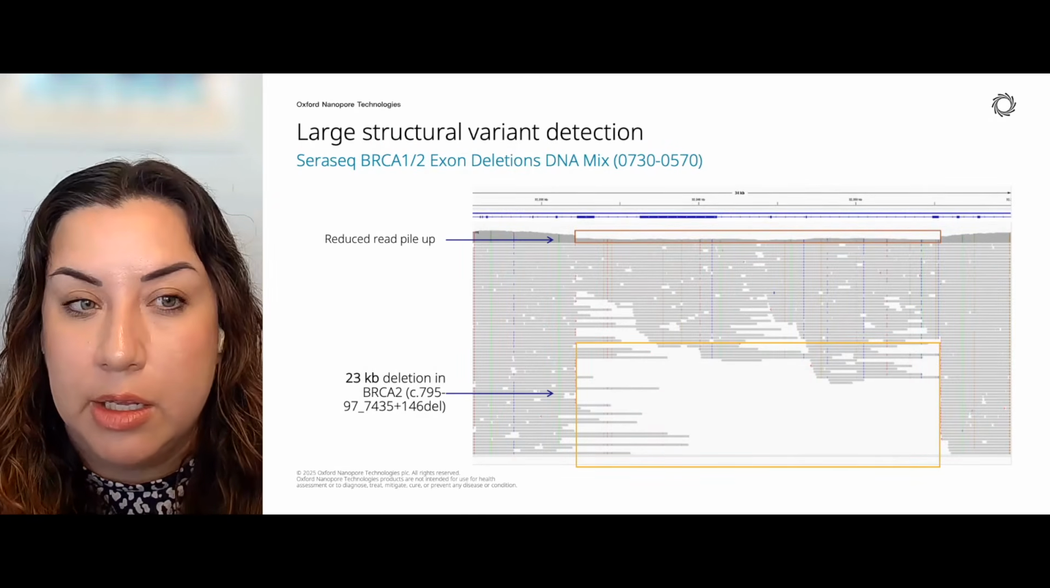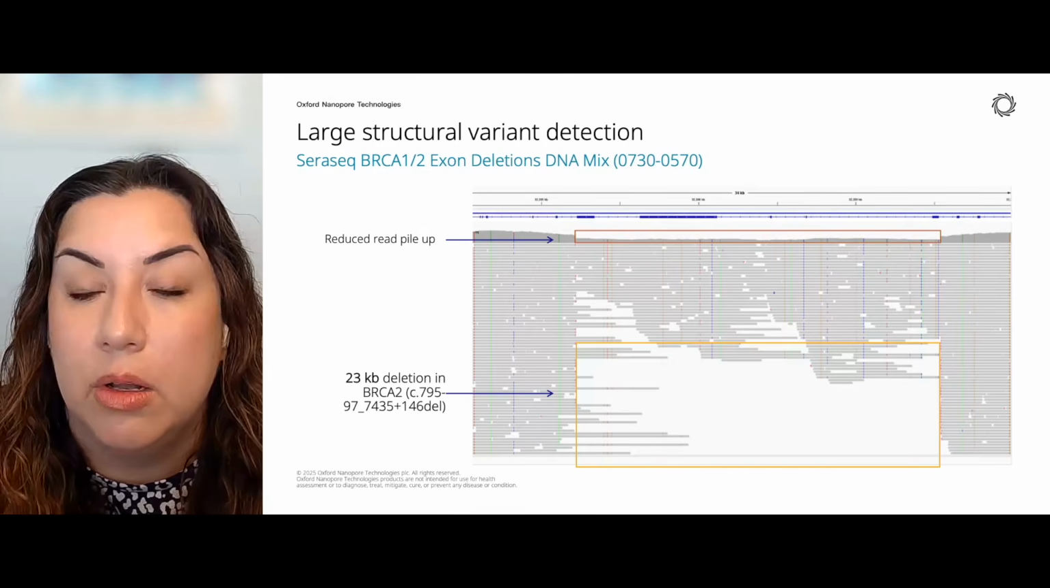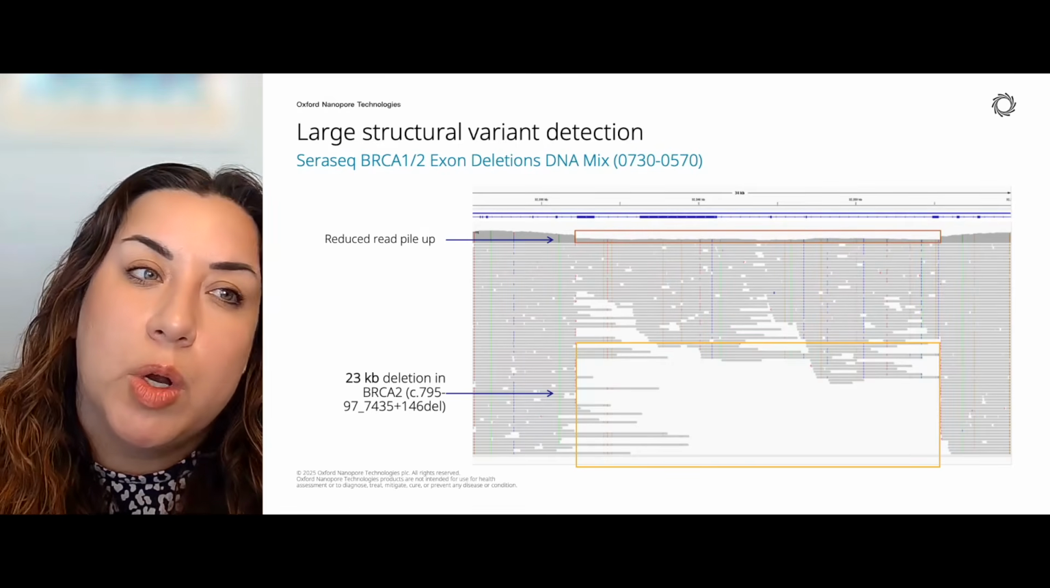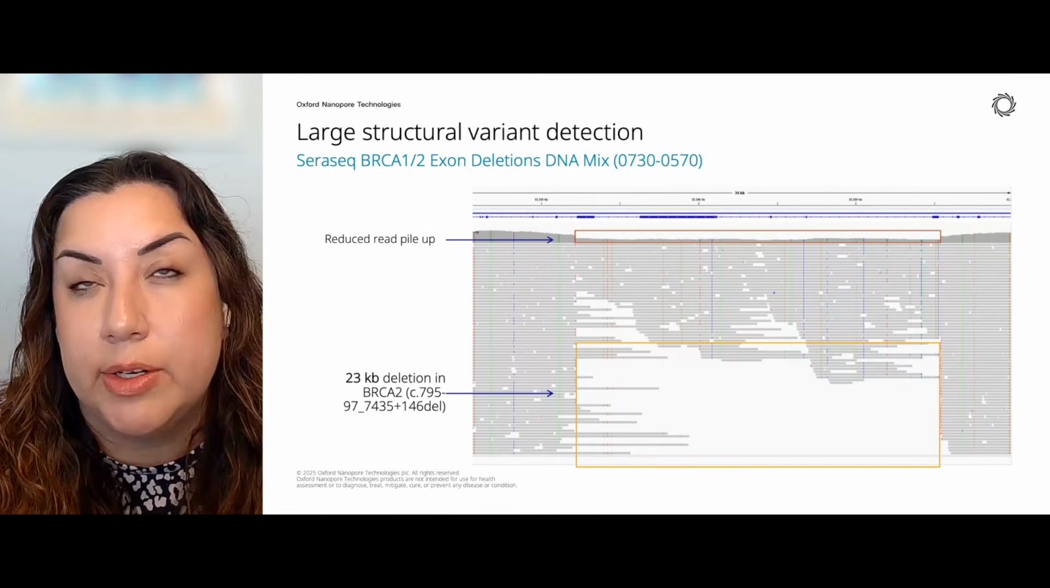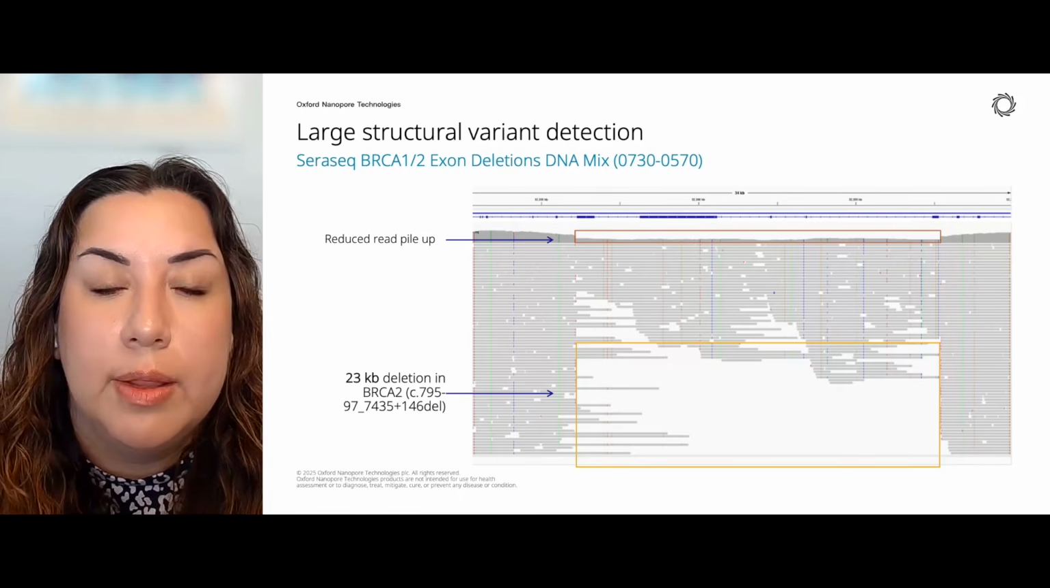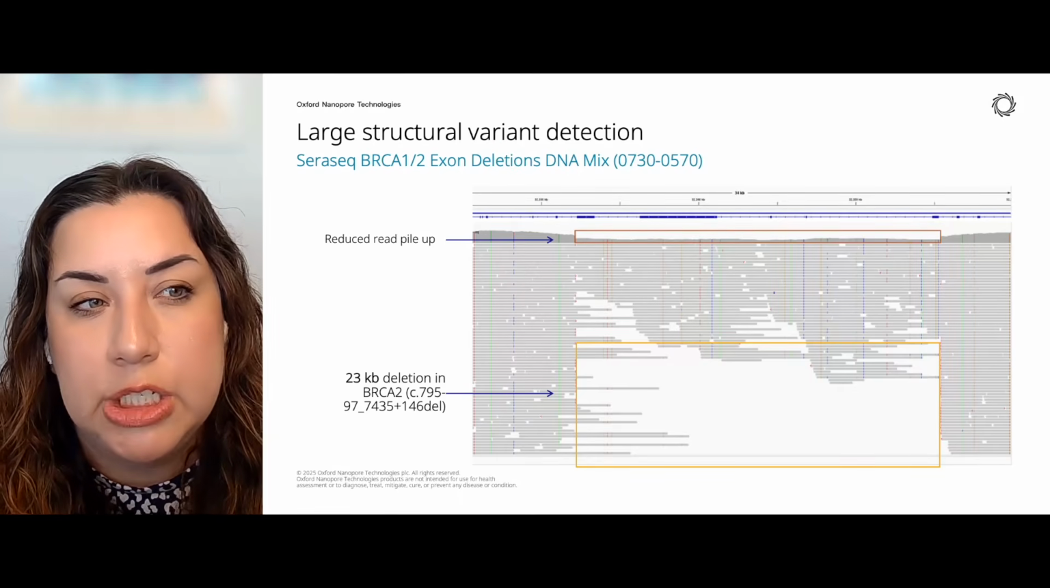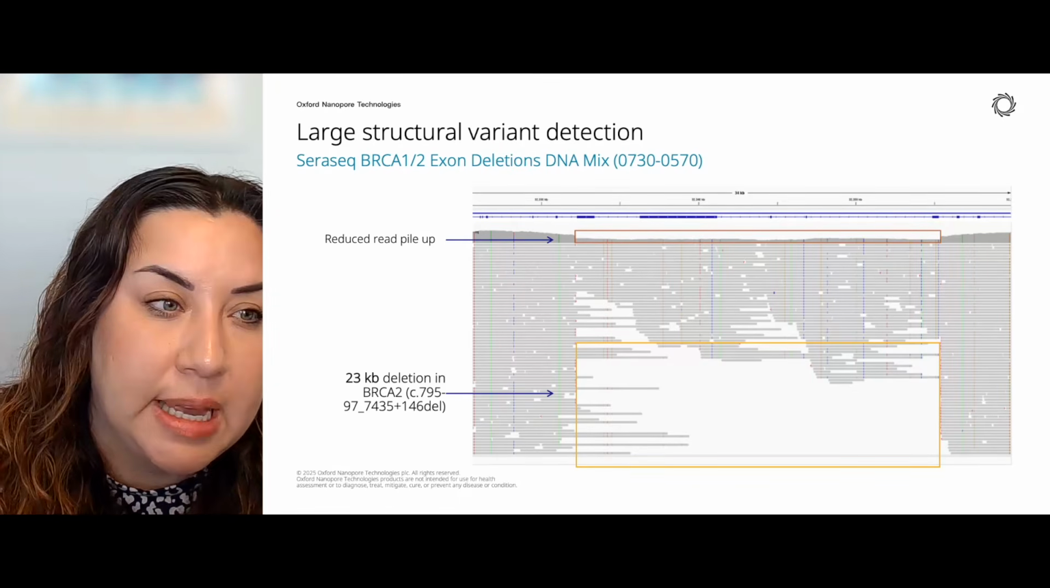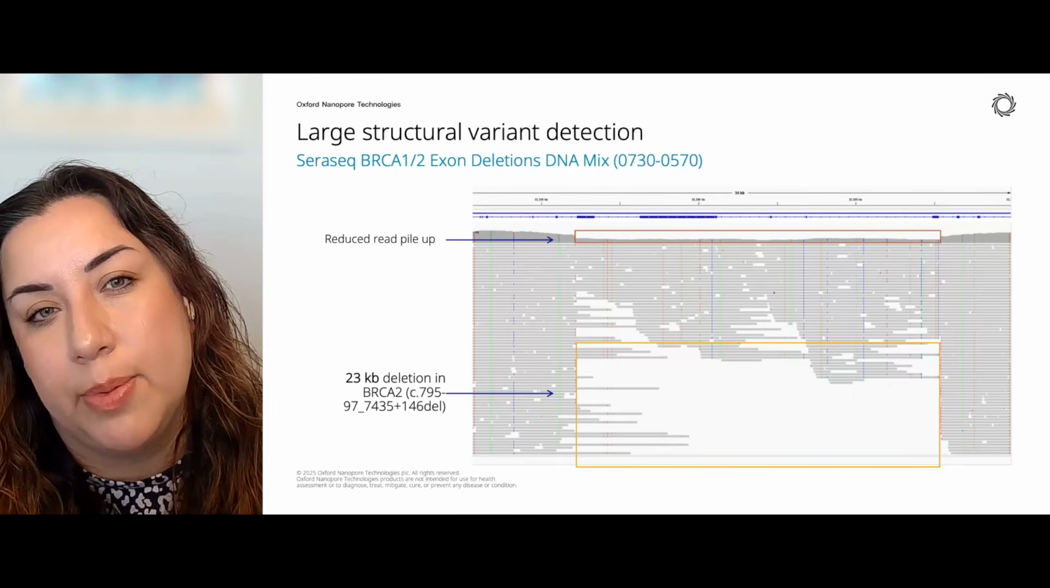Given our NERI technology and our capability to sequence really large stretches of the genome, we were also able to show that in the SeraCare control that has a BRCA1 and BRCA2 deletion, we're able to show, for example, this 23 kb deletion in BRCA2.